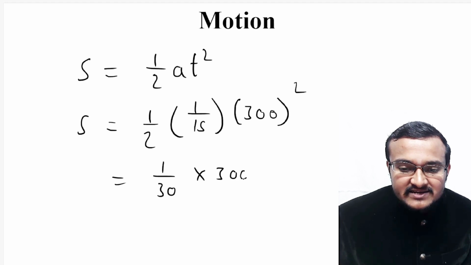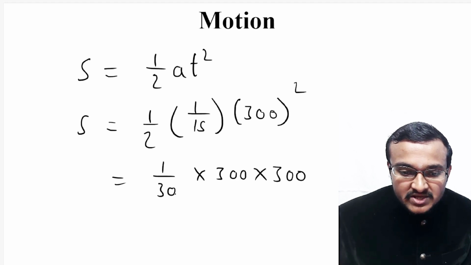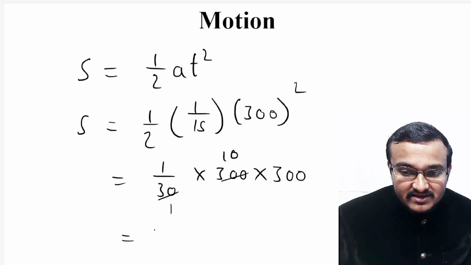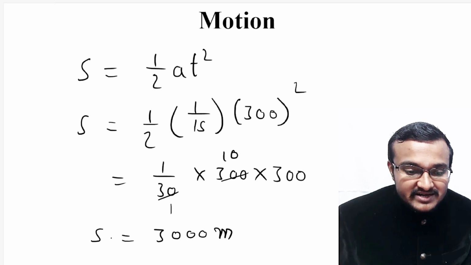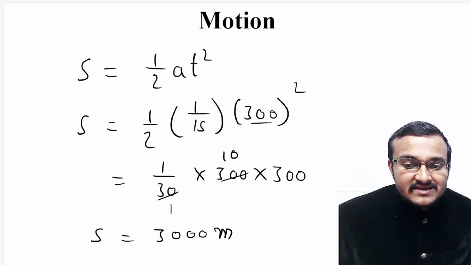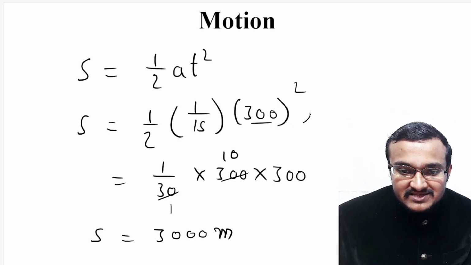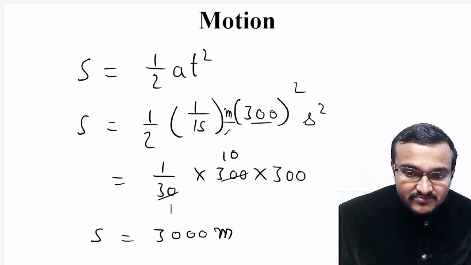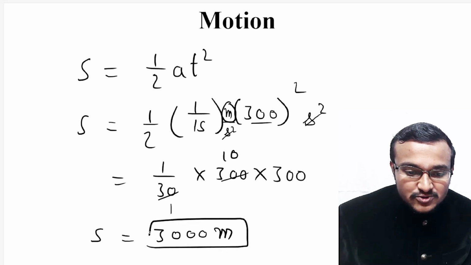Here instead of writing 300 square, I'll write 300 into 300. So 30 ones are 30, 30 tens are 300. So 10 into 300 will be 3000 meter. So 3000 meter is the distance. Why I am taking meter is because here you are taking time square, which means second square, and here you are taking acceleration, which is in meter per second square. So the second square cancels and only meter remains. So that's why 3000 meter is your distance.